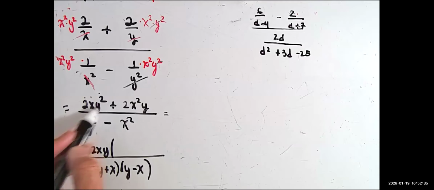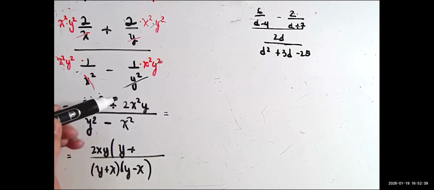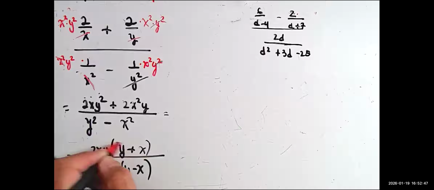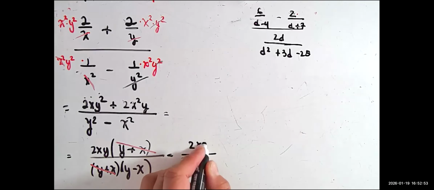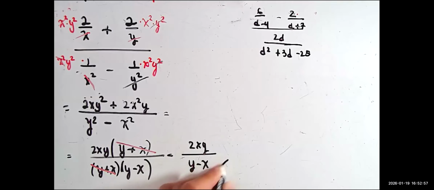If I factor 2xy, here we leave only one y, plus factor the 2, one the x, one the y, so I leave the x by itself. Notice that we have one common factor, y plus x, that's 1. So this term in its simplest form would be 2xy over y minus x, and we are done.